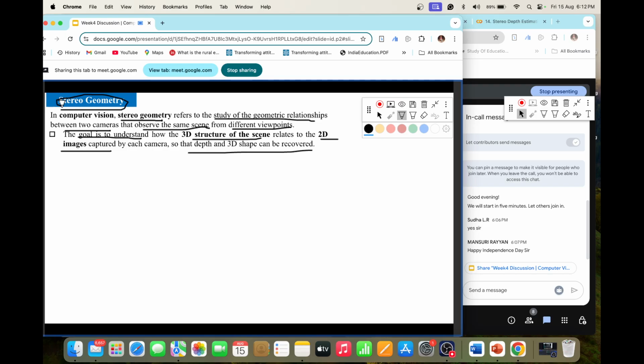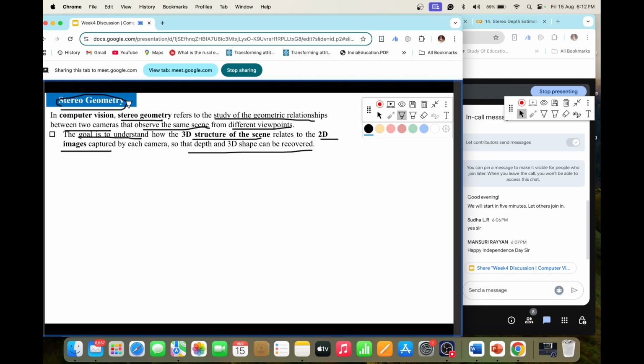Because we cannot capture the actual z coordinate of the real space. We can only capture x and y coordinate, but not the z coordinate. So to capture the z coordinate, what we are doing, we are taking the help of this stereo geometry.